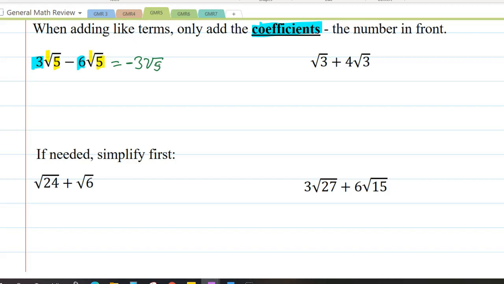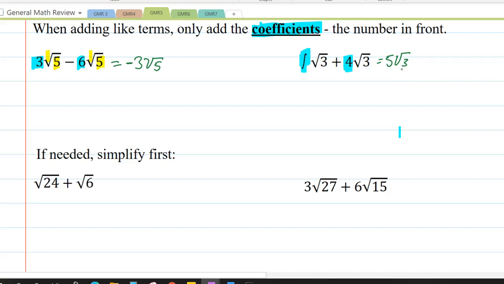If I look at the number on the right, again, I have like terms. They're both the square root of 3. However, I only see one coefficient. I only see the 4. Whenever you have a problem like this, write in the missing coefficient. If there's nothing there, it's an invisible 1. So write it out. Now I can see I have two coefficients. I have 1 and 4. Well, 1 plus 4 is 5, with the square root of 3 hanging off the back.